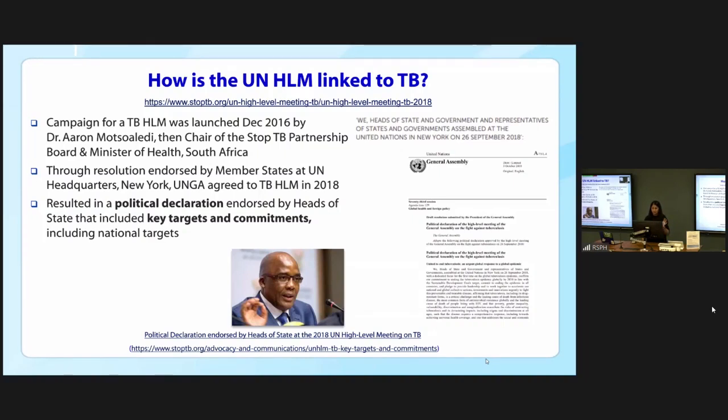So these commitments and targets were there at a global level, but then also followed with national level plans for each of the unique contexts to be able to follow through on what they're working on.